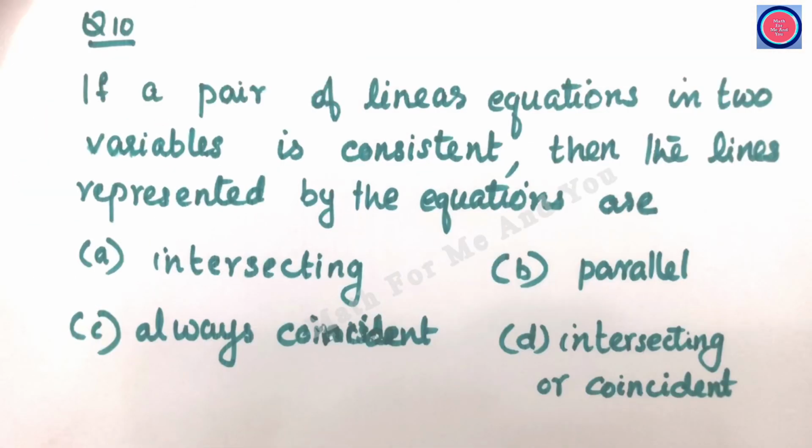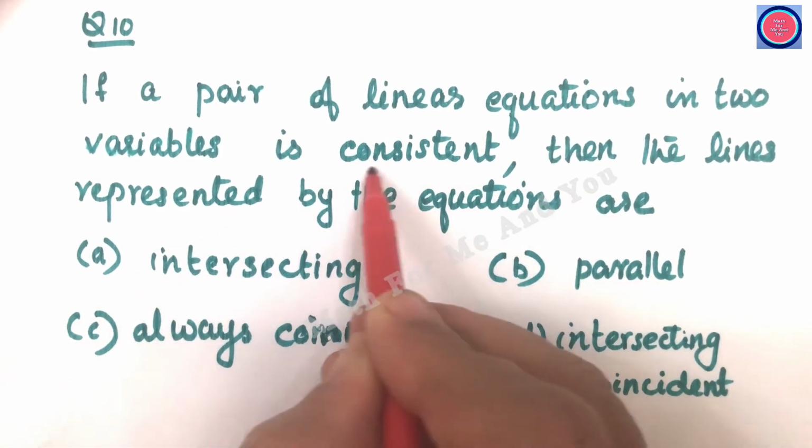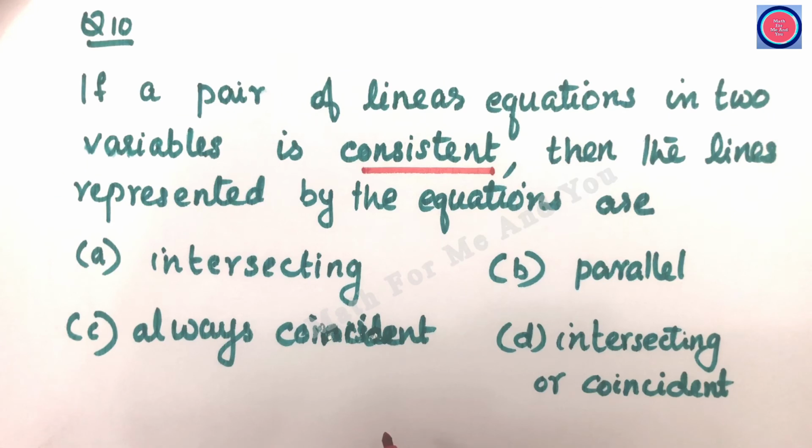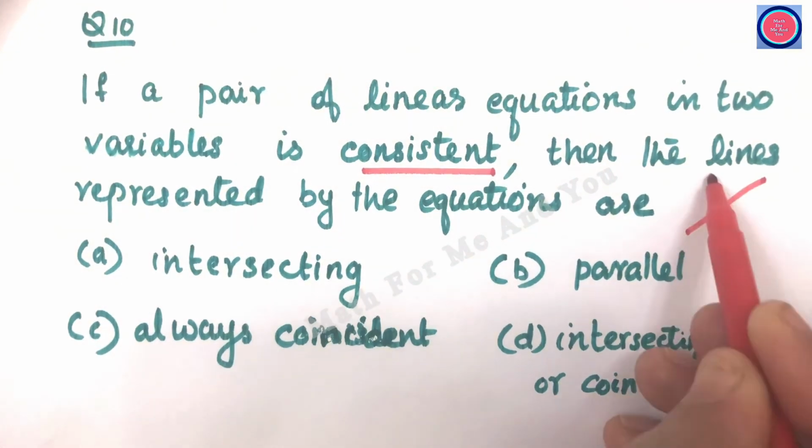Now the last question, question number 10 is, if a pair of linear equations in two variables is consistent, then the lines represented by the equations are. See the word consistent. We have studied that if a pair of linear equations in two variables is consistent, the lines intersect at a point. They have a unique solution.